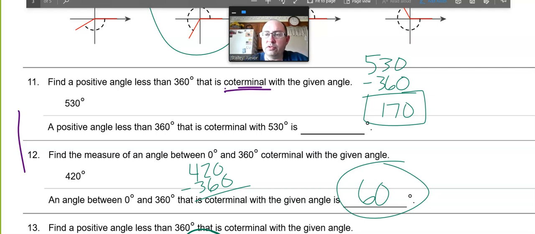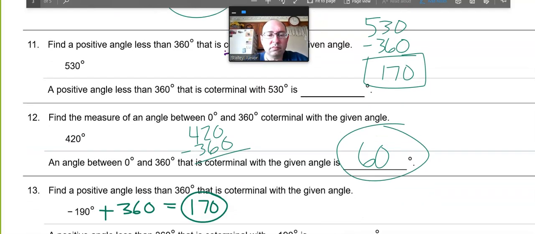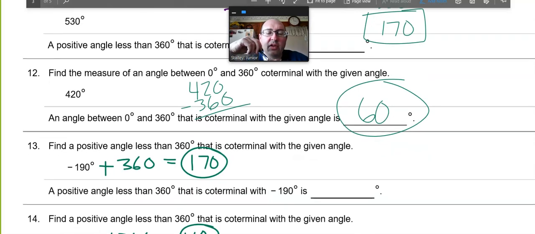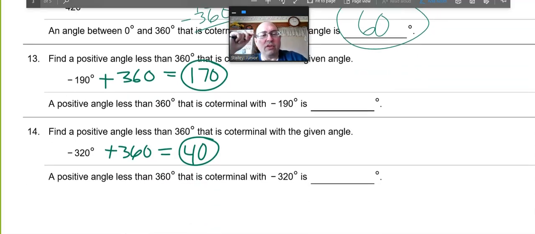Question 12. Oops. Find the measure of an angle between 0 and 360, coterminal. So all I had to do is, once again, subtract 90 and subtract 360 to get into the correct range or the correct value.